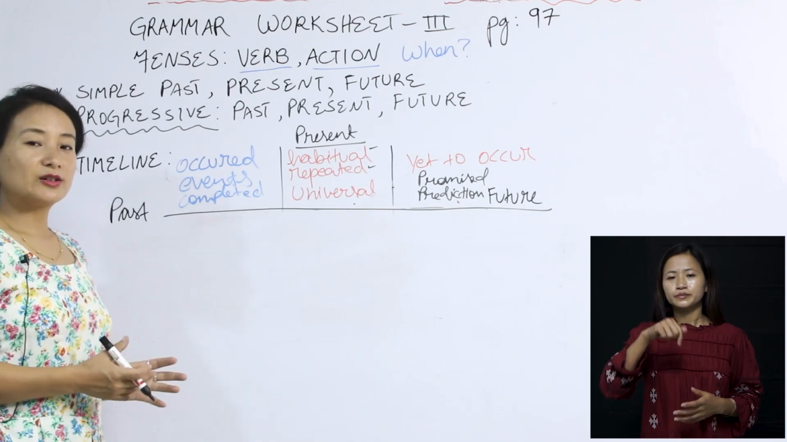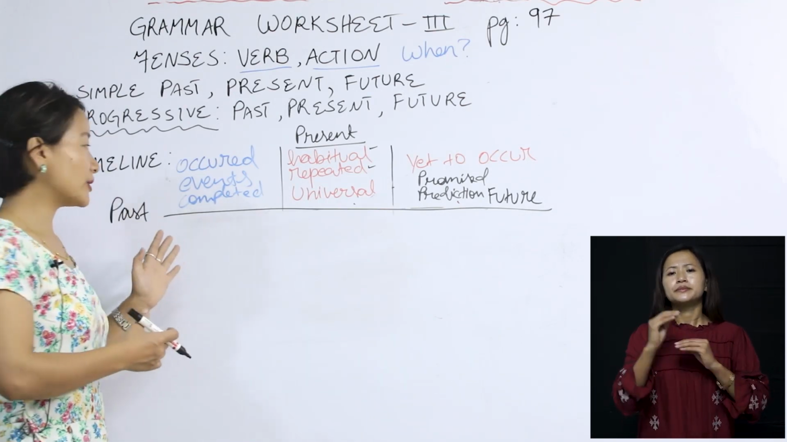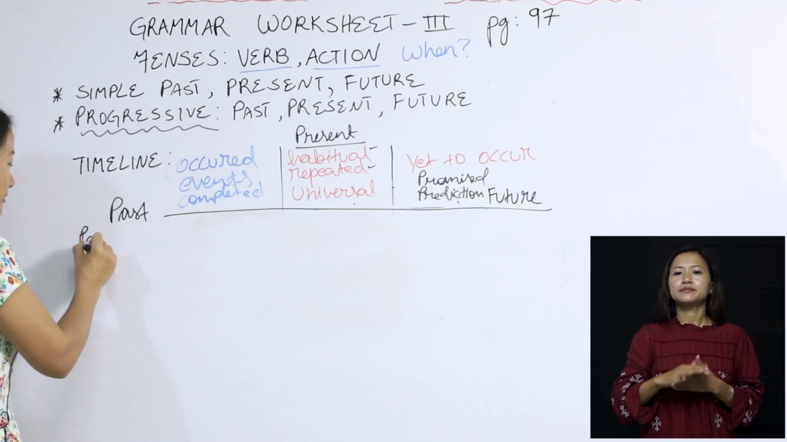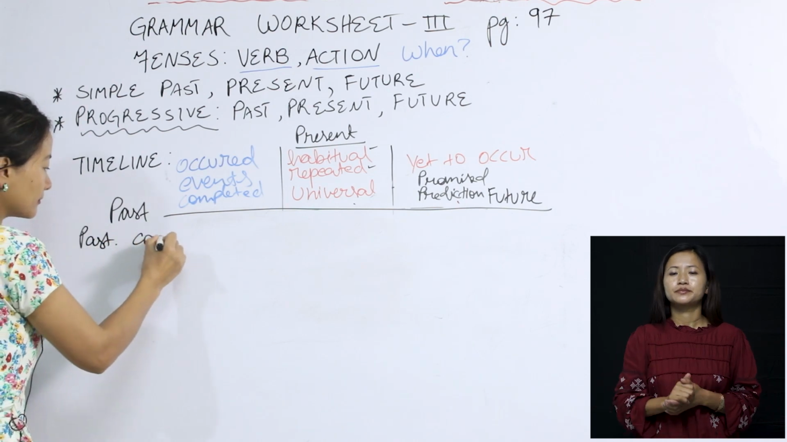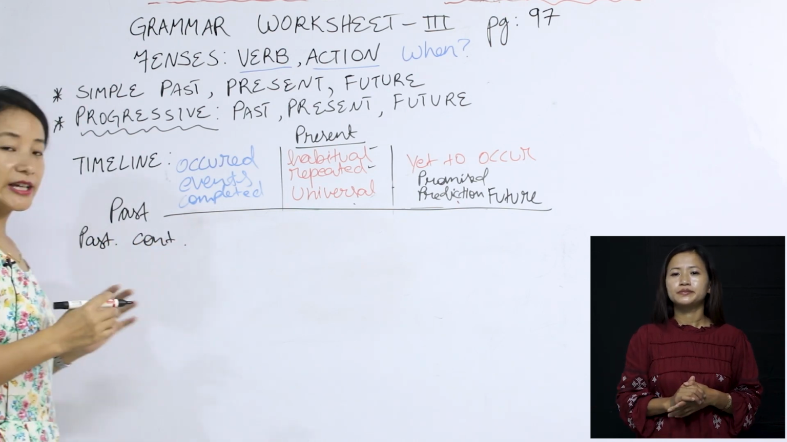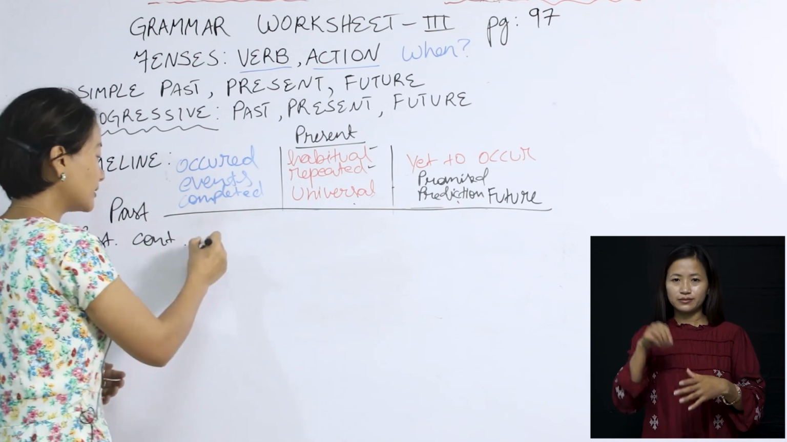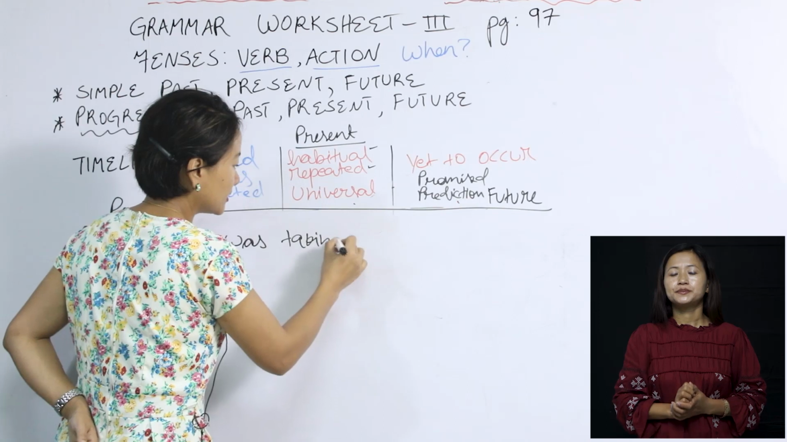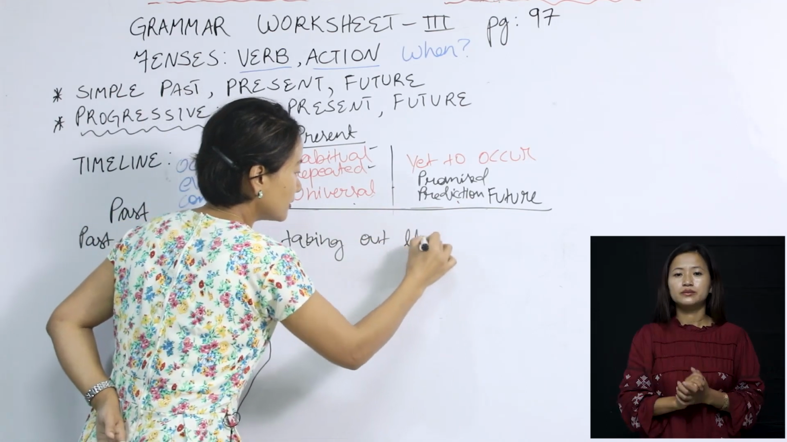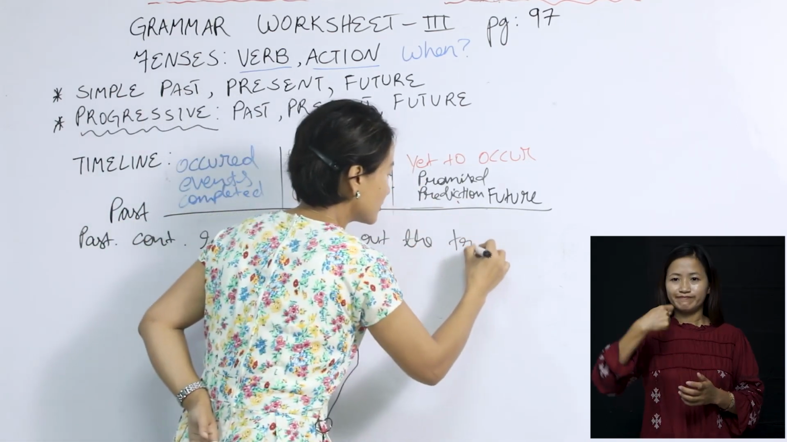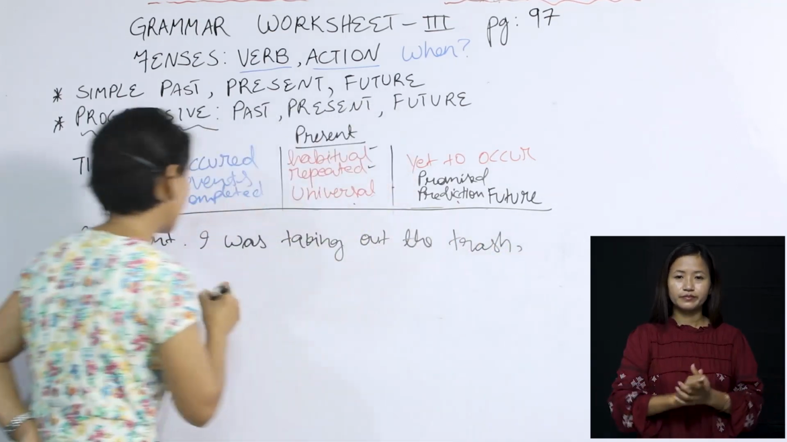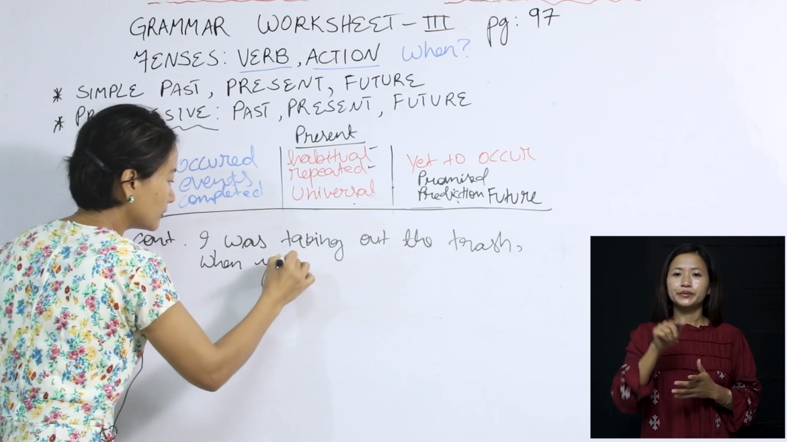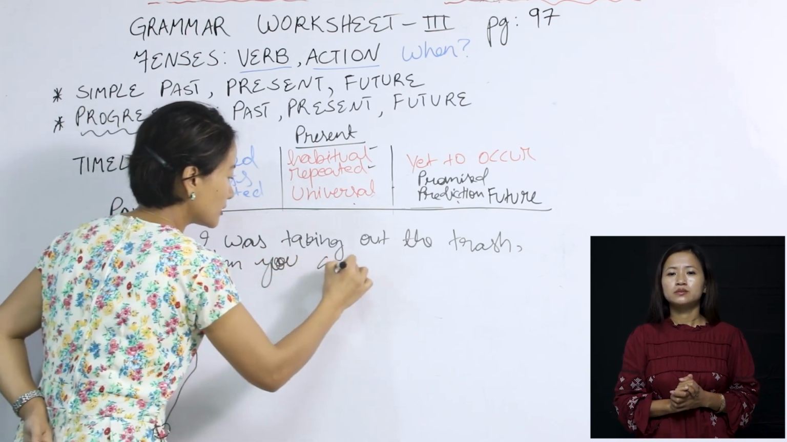So now let's take a look at the progressive or the continuous part. Let's first take past continuous. Take the example of taking out the trash again. I was taking out the trash when you called.